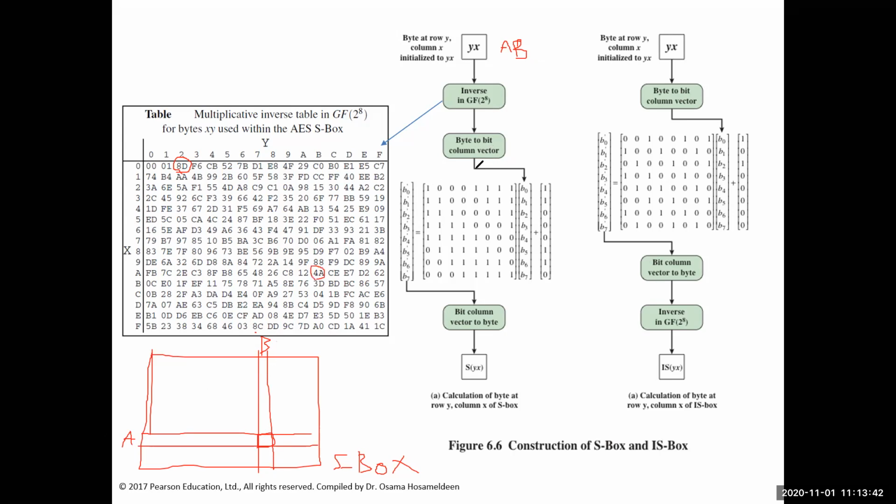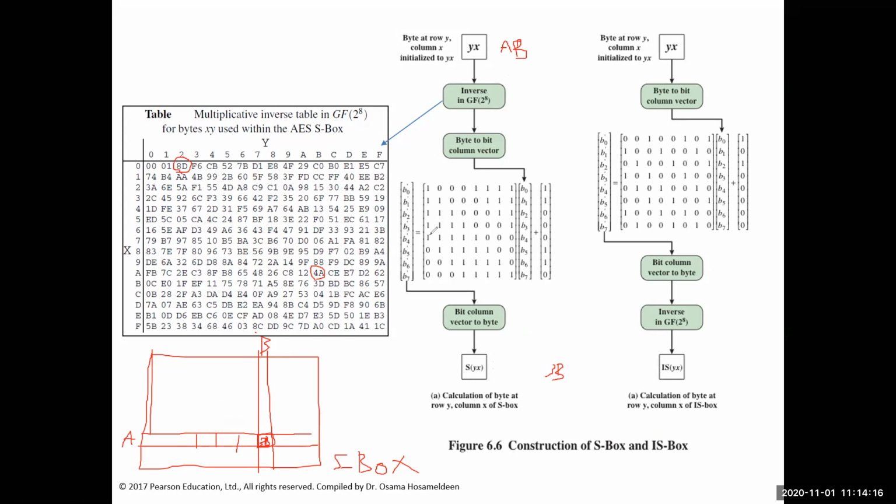I take 4A and convert it to binary representation and do this multiplication operation, and then get the output, and then put the output into the corresponding S of YX. So I get the output, for example, anything, I don't know, for example, 3B. So I get 3B and put it here. And then get another byte, calculate it, then put it in the corresponding cell, and so on.